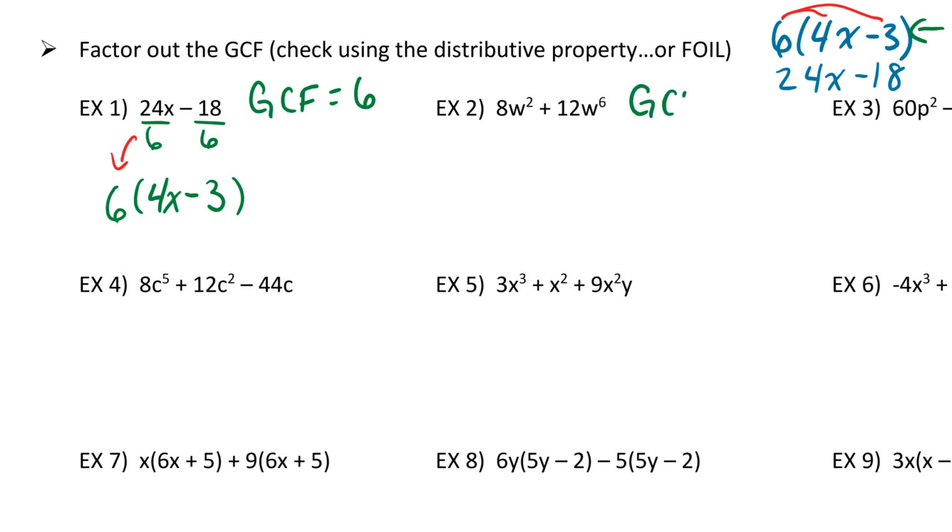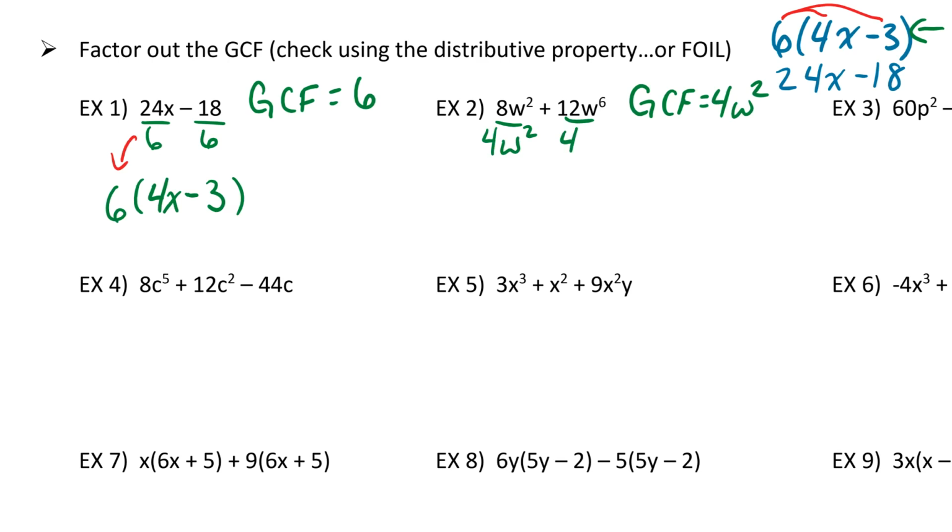First things first, we need to find the GCF. So GCF of 8 and 12 is going to be 4. Now in this case, W shows up in both of those terms. If W shows up in both of the terms, then we need a W. And remember, we just take the lowest exponent that we see. So 2 and 6 are the exponents. So 2 is lower. The GCF is going to be 4W squared. So that is what we're going to divide each of the terms by.